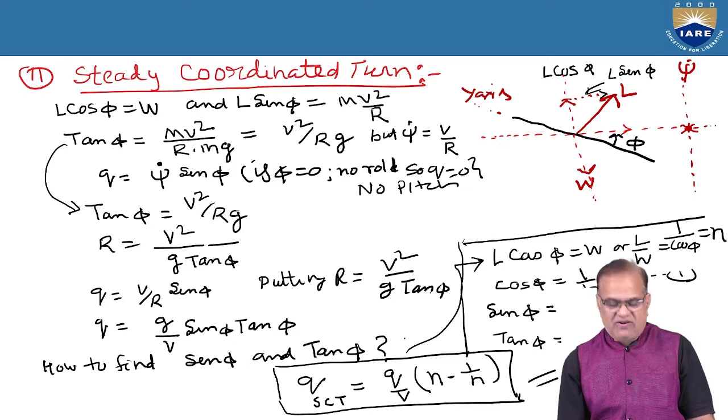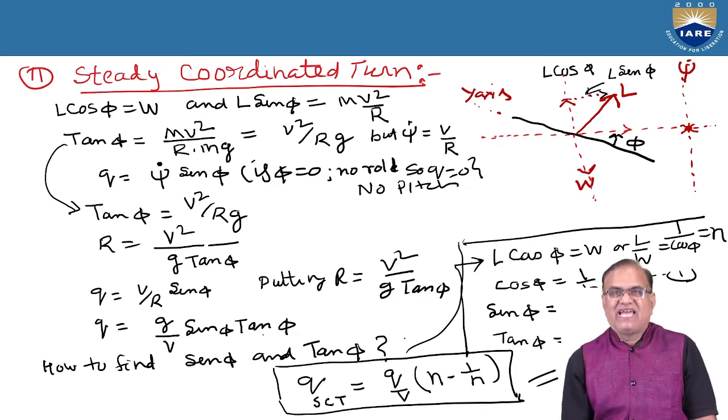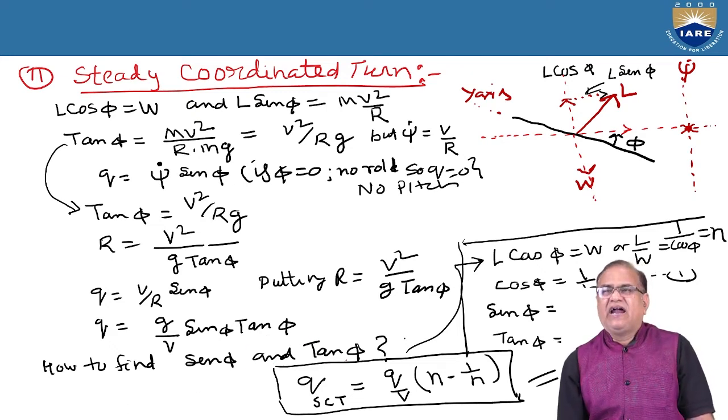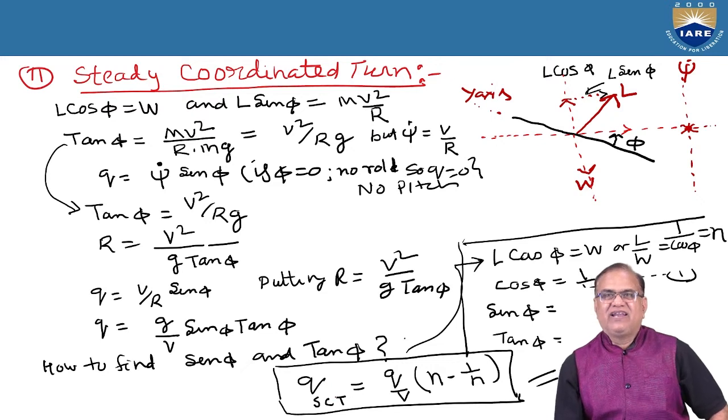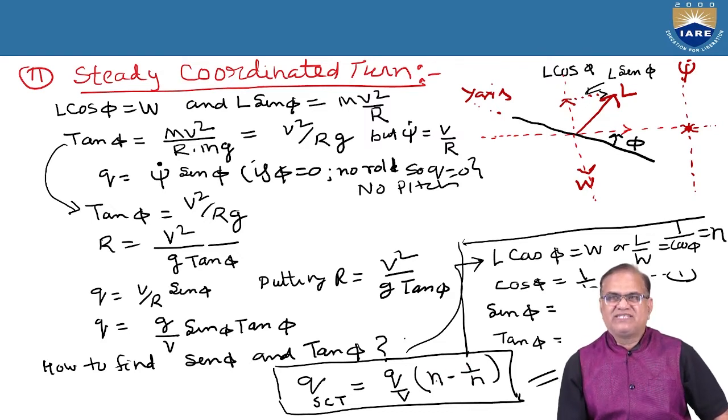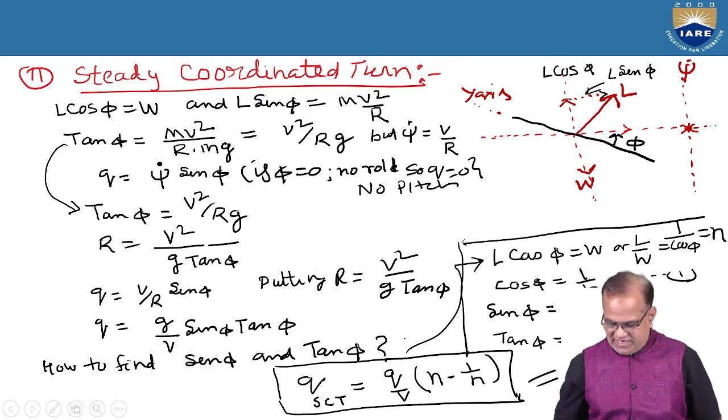Putting r is equal to v square by g tan phi, q is equal to g by v sin phi tan phi. How to find sin phi and tan phi? You can see here that L cos phi is equal to W, or L by W is equal to 1 by cos phi is equal to N. So cos phi is equal to 1 by N, sin phi will be under root N square minus 1 by N, and tan phi is equal to under root N square minus 1. So here we have got that Q of steady coordinated turn is equal to g by V into under root N square minus 1 by N. For pull up it was g by V into N minus 1, but here we have a small difference, N minus 1 by N. So this is the pitch rate for steady coordinated turn.